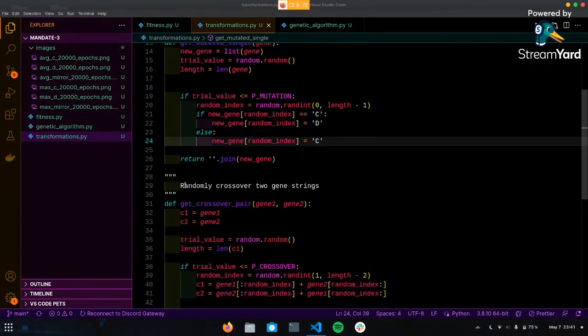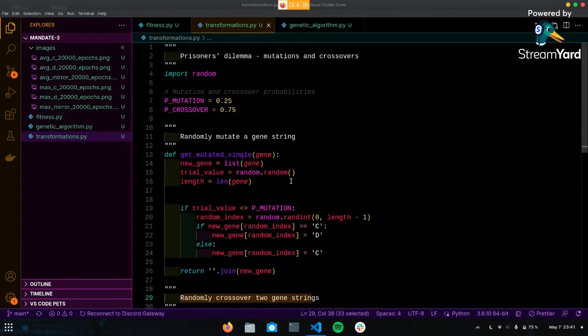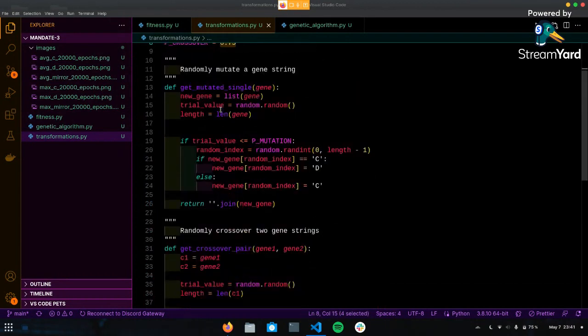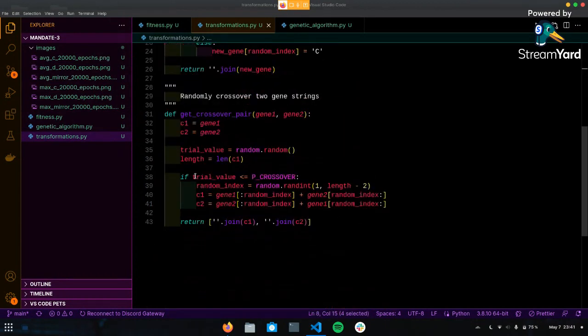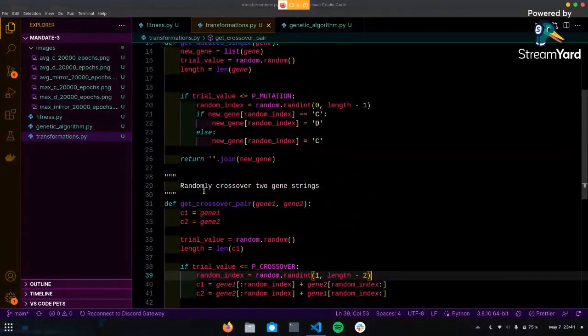Next, we have randomly crossover to gene strings. So again, there's another associated probability, which is 75%. If we sample above that, then we take a random index and we copy half of the parent one. So parent one first half, parent two second half, parent two first half, parent one second half, like that. So that's how we cross over.